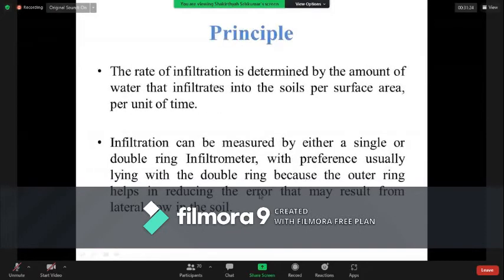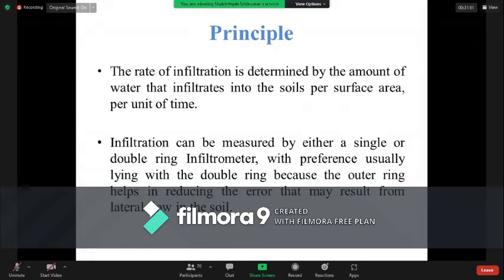So now we will discuss what is the principle behind this. The rate of infiltration is determined by the amount of water that infiltrates into the soil per surface area per unit of time. At a unit of time, for a particular area, what is the amount of water that infiltrates? This is mentioned as infiltration rate.